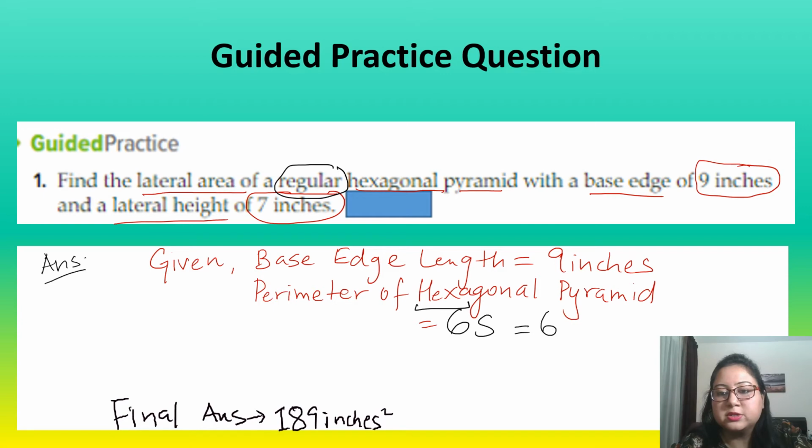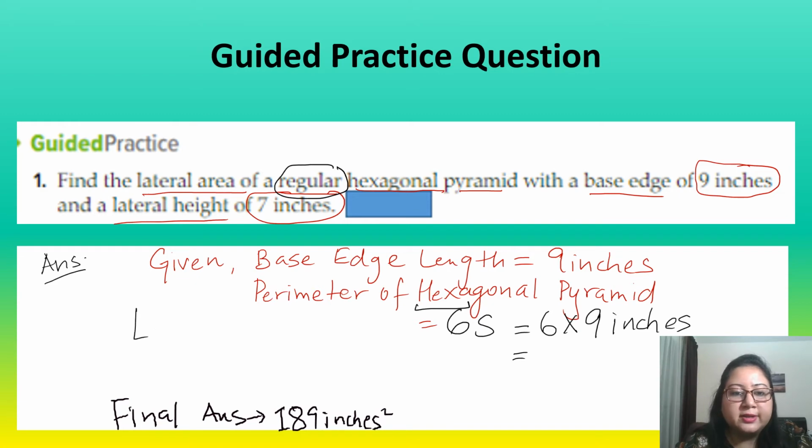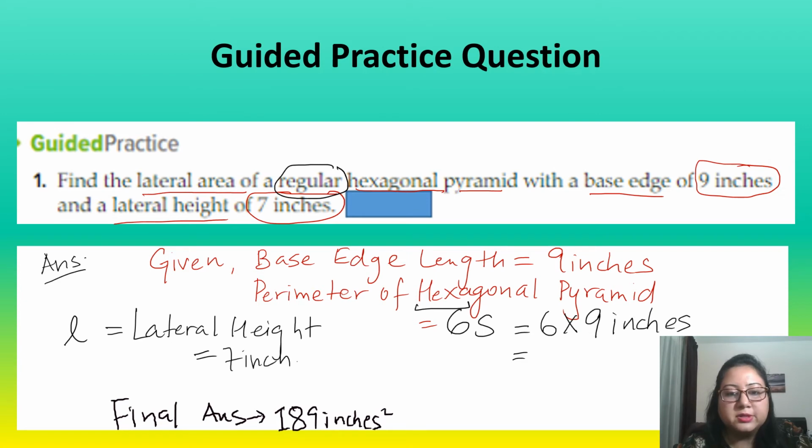So just do the substitution. 6 times 9, and the unit is going to be the same, inches. That would give you your perimeter. What else is given to you? Let's write that also. You are given the lateral height, and that is nothing but your small l, your slant height. It is given to you as 7 inches. So we have got in the question already the lateral height or the slant height, and we have computed the perimeter.